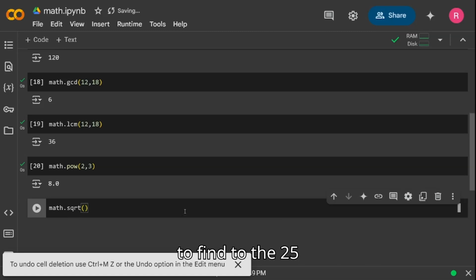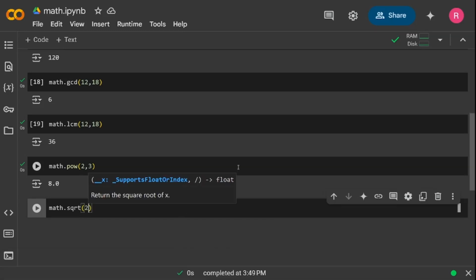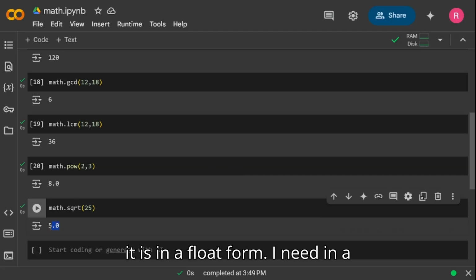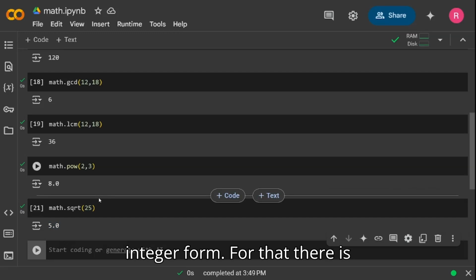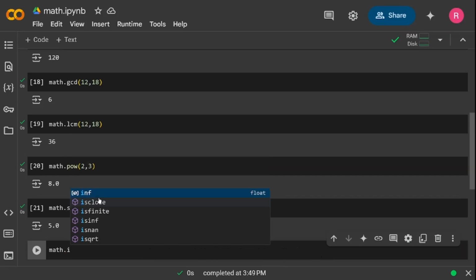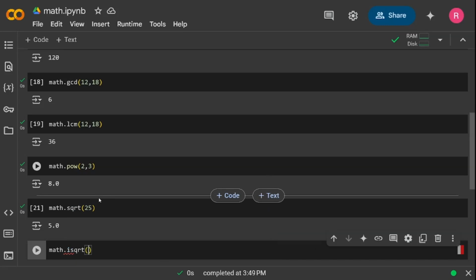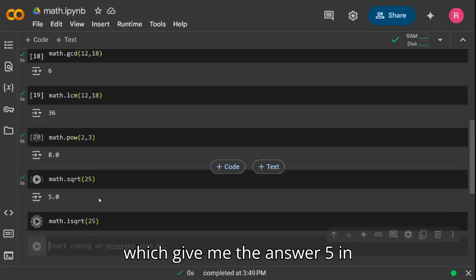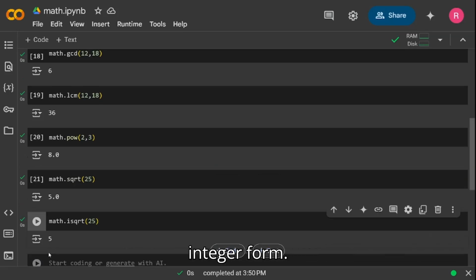I need to find it for 25. Its answer will be 5, but it is in float form. I need it in integer form. For that, there is another function, math dot isqrt, which refers to integer square root. Then again I can find it for 25, which gives me the answer 5 in integer form.